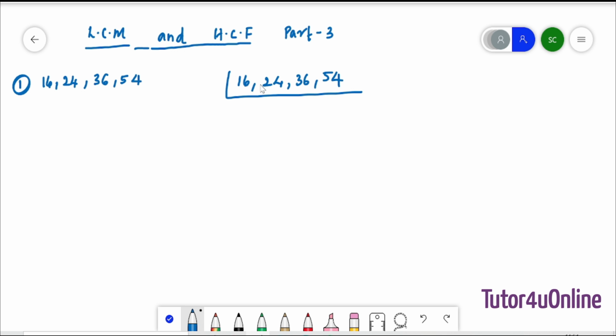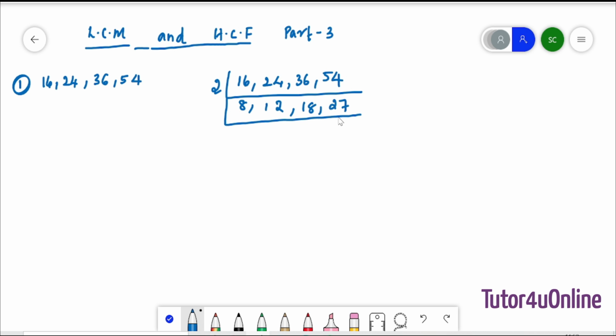They are all even numbers, right? So we can check 2 as the common factor. What is 16 divided by 2? Or how many 2's are in 16? It is 8. How many 2's are in 24? It is 12. How many 2's are in 36, or 36 divided by 2? 18. How many 2's are in 54? That is 27.